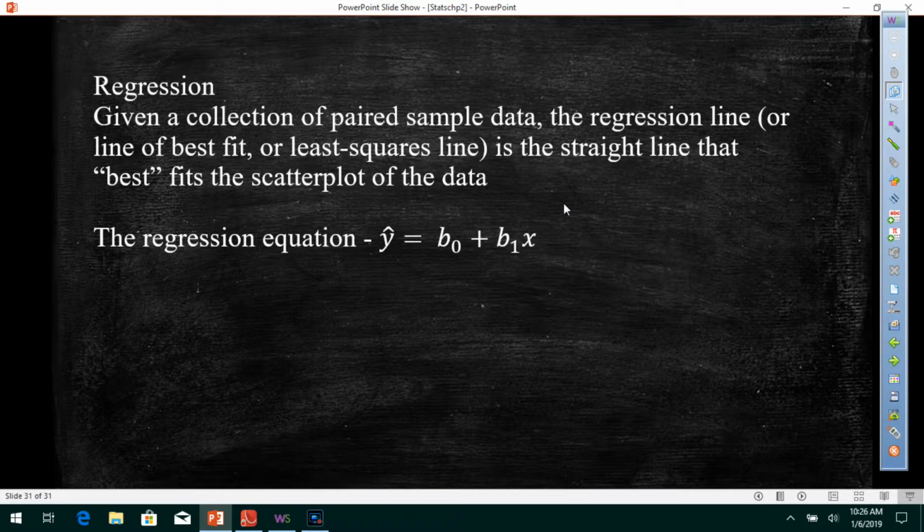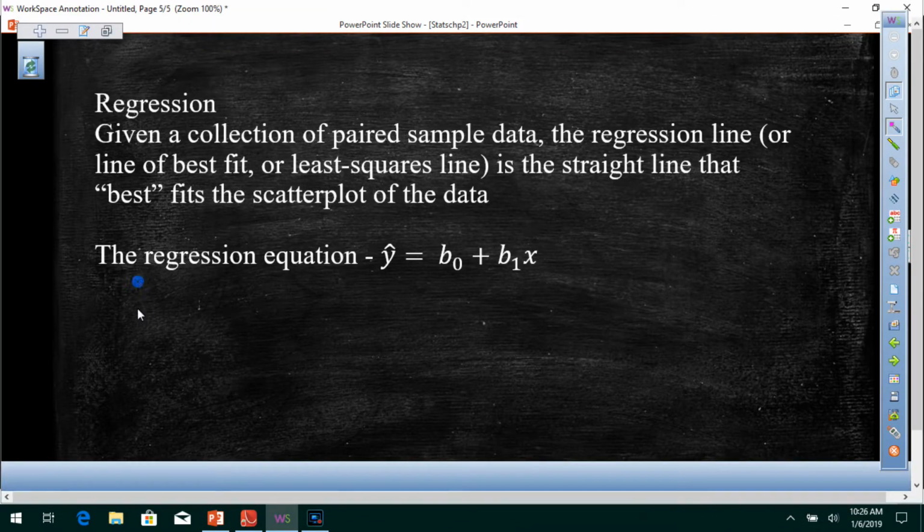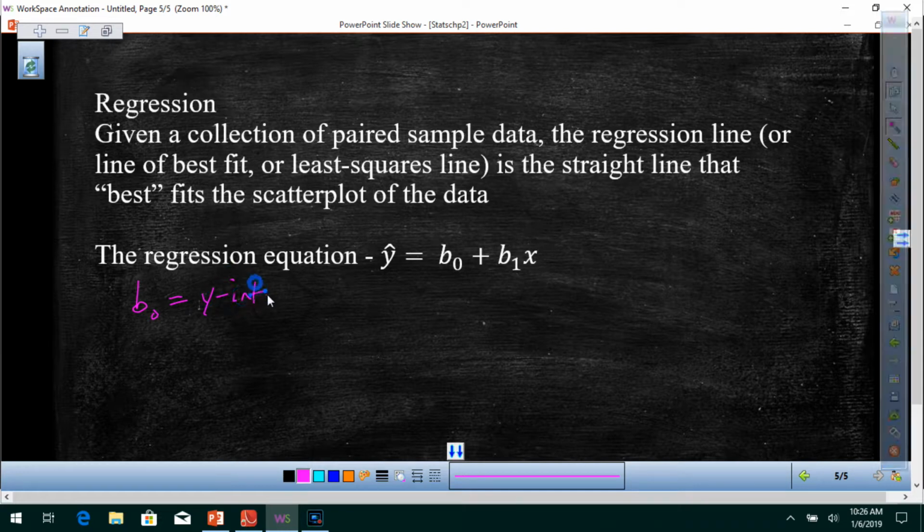Regression. Given a collection of paired sample data, the regression line, or line of best fit, or least squares line, the regression equation is y equals b sub 0 plus b sub 1 x. All right. b sub 0 is the y-intercept, and b sub 1 is the slope.